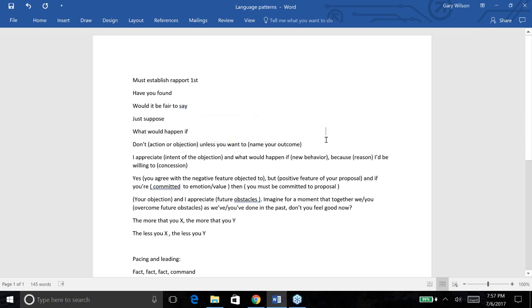So here it is, okay? Basically what you're doing is this: don't object unless you want to go my way, okay? It's sort of a quirky little language pattern. When I first learned this, I thought, well, I'm not so sure about this, okay? In fact, logically, it doesn't really make sense.